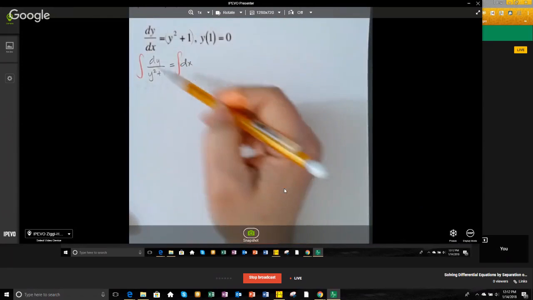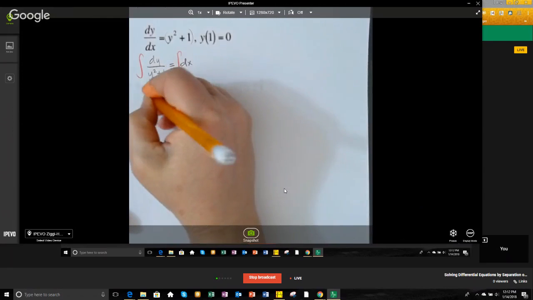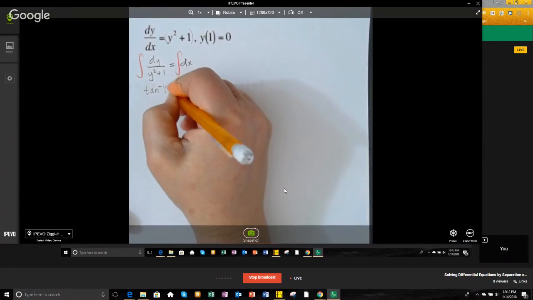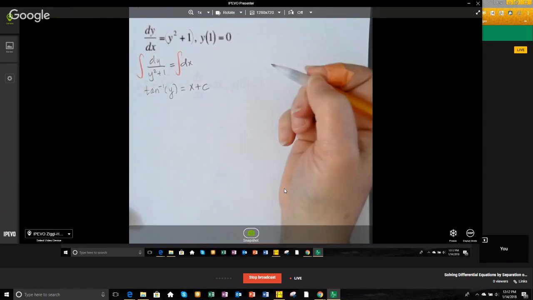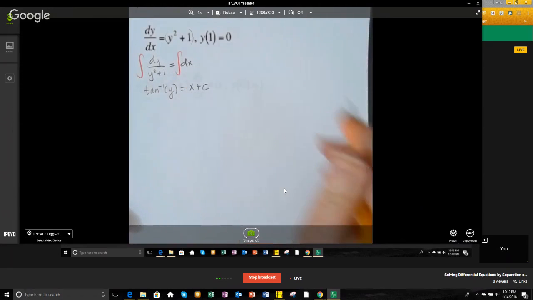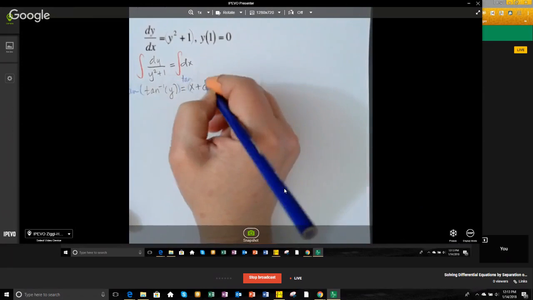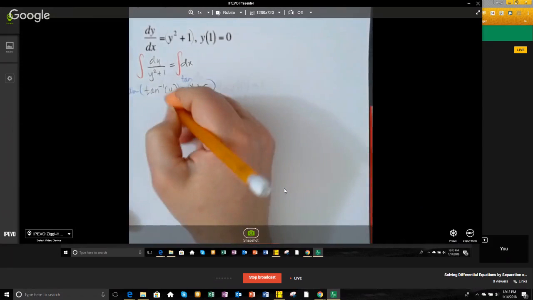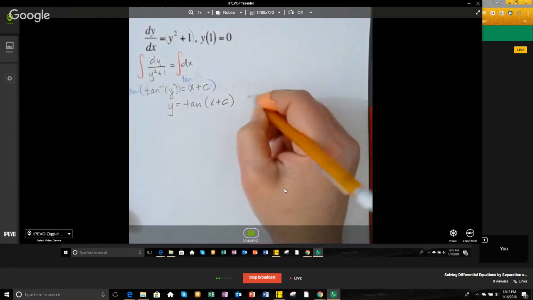And when we do that, we have to integrate the left side, and that's dy over y squared plus 1. Now, whose derivative could that be? Well, I hear someone in the back saying inverse tangent. And you would be right. Inverse tangent of y is equal to x plus c. Now, we have to solve for y. Well, in order to do that, I have to take the tangent of both sides. Doing that, this will be y equals the tangent of x plus c. And that would be our general solution.